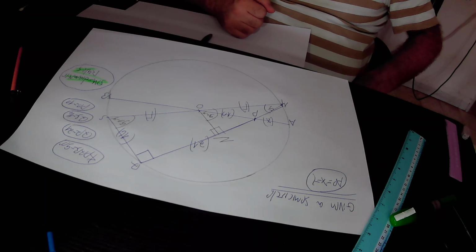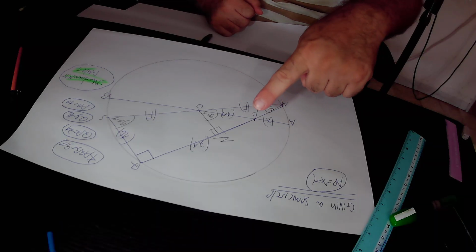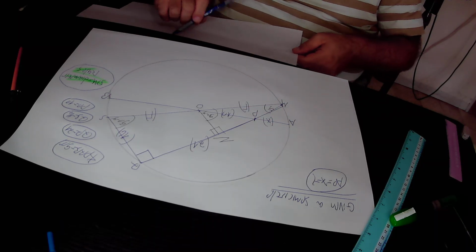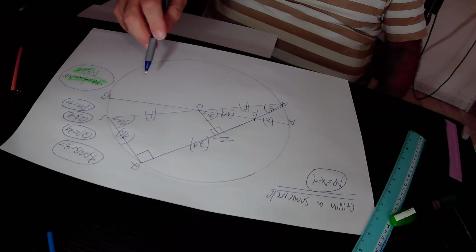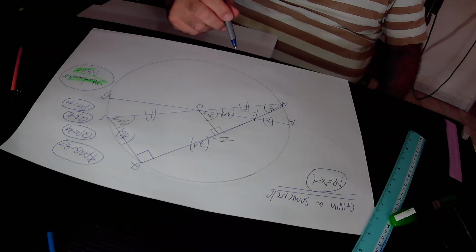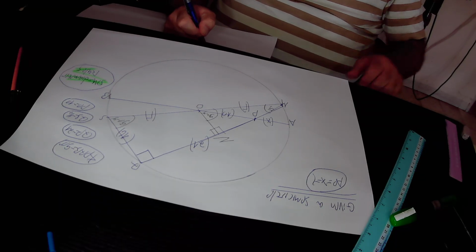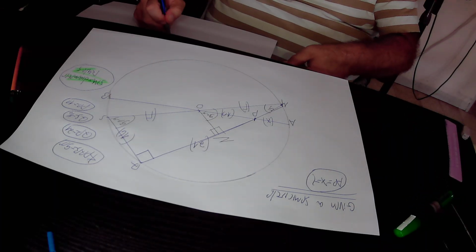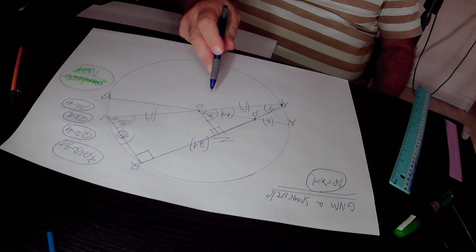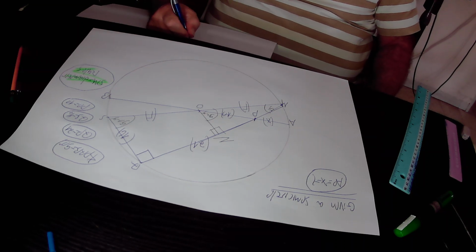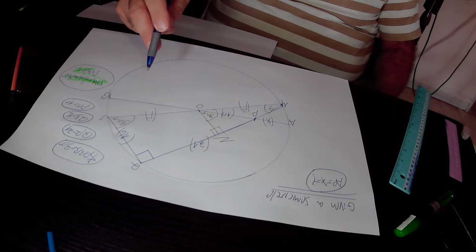We derive side NO of the small right triangle NOM, over side QS of the big right triangle SQM, is equal to side OM of the small right triangle NOM, over side SM of the big right triangle QSM.